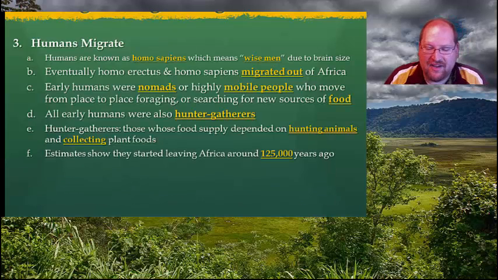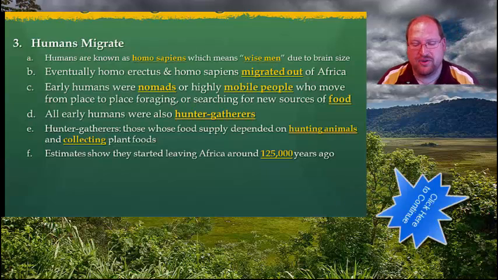As I mentioned in the last slide, it's estimated that these groups started leaving Africa around 125,000 years ago, even though, as I mentioned before, humans have been around, according to science, 3.5 million years. So for that long time frame, they kind of stayed in the same place up until 125,000 years ago.